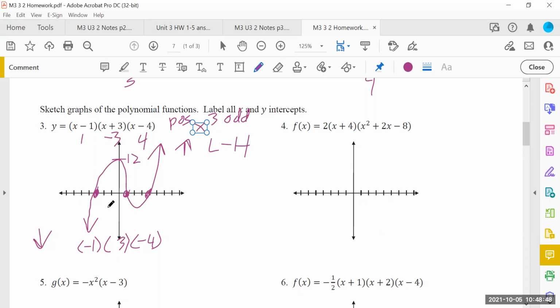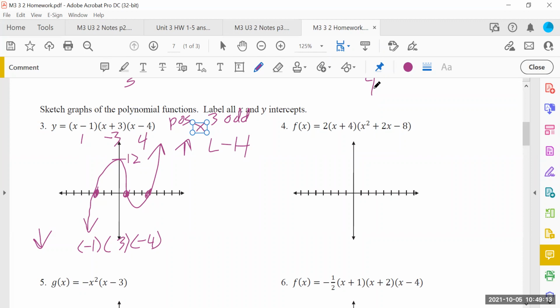So the bounce is if you have the same x-intercept more than once, or specifically an even number of times. So real quick, if I had an x plus 2 cubed, would I bounce off of that one? No, it's still odd. Does that make sense? I don't think it comes up in the homework. It's either 1 or 2. But if you had a 3, it would go through.